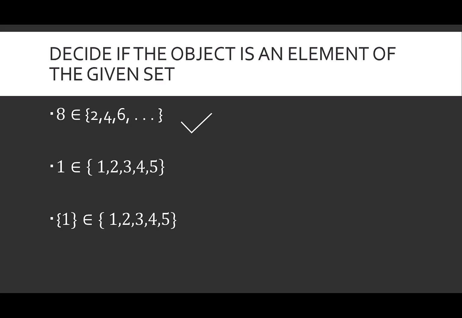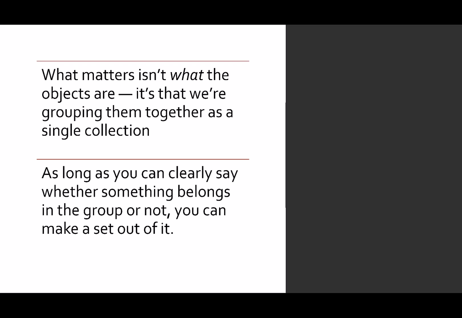Next, we're trying to decide if 1 is an element of the set {1, 2, 3, 4, 5}, which it clearly is. We can see 1 is the first element shown in the set. The next one looks very similar, but instead of having 1 as an element, we have the set {1}. The set {1} is not an element of the set {1, 2, 3, 4, 5}. We always want to check our notation. Since we don't have the set {1} inside of our bigger set {1, 2, 3, 4, 5}, we say this is not an element.